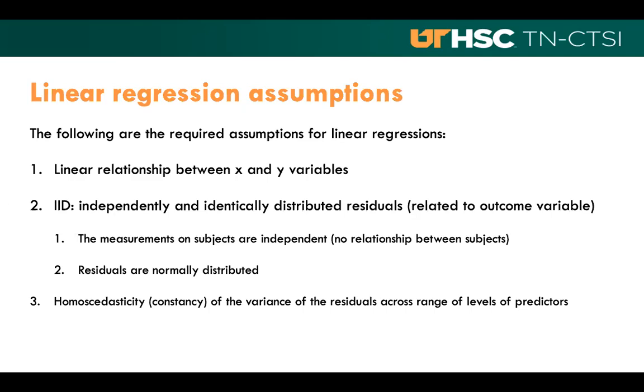And the residuals are normally distributed. We will look at what normally distributed residuals look like. And the third assumption is homoscedasticity, or constancy of the variance of the residuals across the range of levels of the predictors. So the residuals have variance or variability around them.